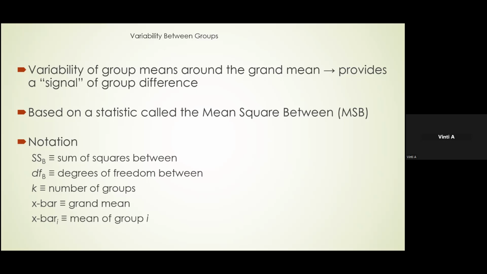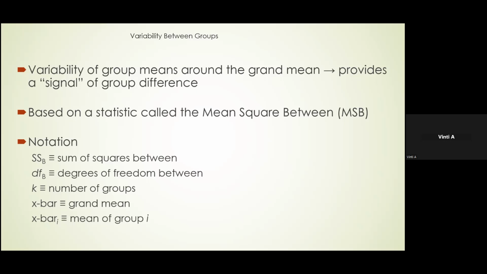X bar is your grand mean, that is, across all the observations that you take. Suppose you have, let's say, 12 observations, and there are 3 groups, so 4 in each group. You will calculate the average of all the 12 observations, that is called your grand mean.